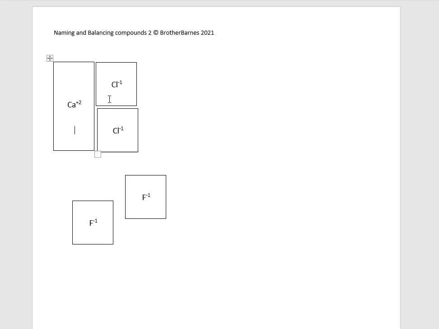What about this compound? Positive 2 calcium and 2 negative 1 chlorines. What would you name this one? Calcium chloride. Okay, same thing. Write the name. Take these on a piece of paper, write the name down, write the chemical formula.